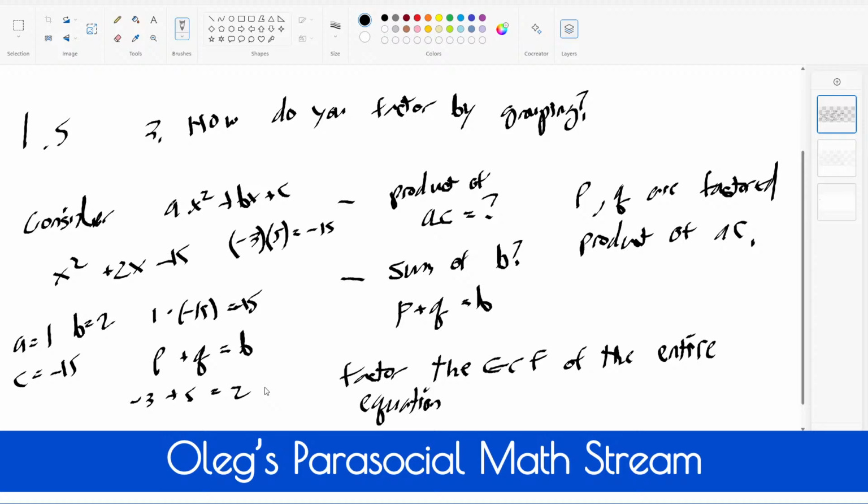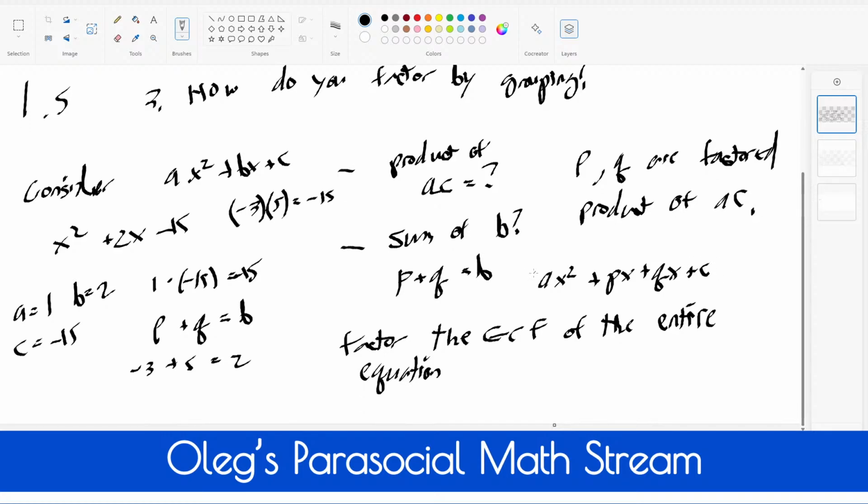Okay, so here we go. And then we have ax squared plus px plus qx plus c. All right, so we have to take this formula. These are the steps. What is the product of AC? What is the sum of B using the factorings of A times C? And we did that. That was negative 3 and 5, and the sum of it would be 2. So P plus Q is equal to B. So now we just have this formula.